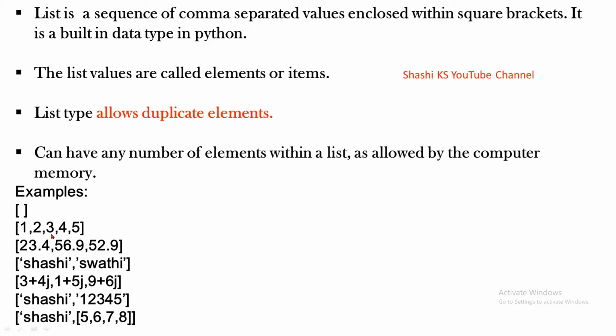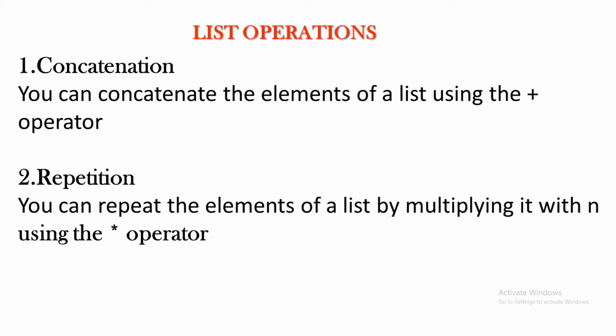You can have a set of integers within your list. You can have a set of floating point numbers within your list. You can have a set of strings within your list. You can have a list of complex numbers within your list. Or you can have mixed data items also. For example, you can have one integer and one string. You can have a list inside another list. So here you have a string and then you have another list which contains the integers 5, 6, 7, and 8.